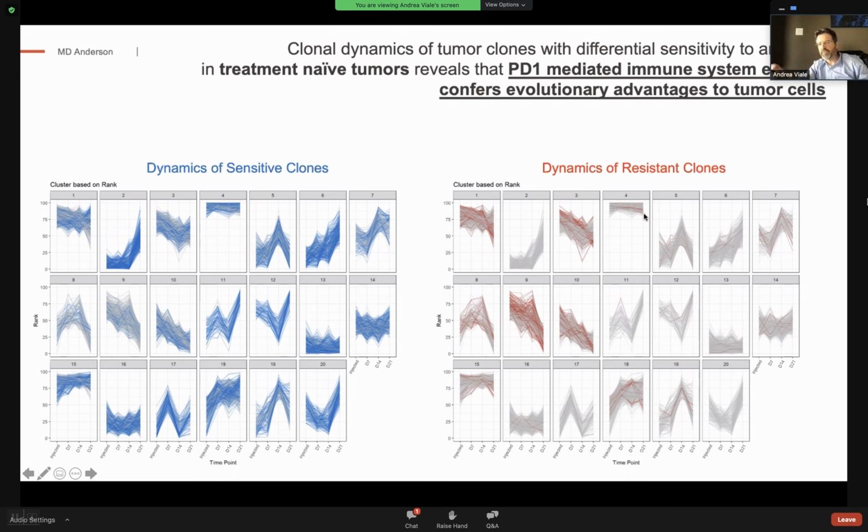On the contrary, the resistant clones have a downward trend. So meaning that they are outcompeted by the sensitive during tumor growth, and they have less fitness. So consider that both the clones, the sensitive and the resistant, are really unmasked to the immune system, right? Because they are able to survive. But again, it looks like the PD-1 mediated immune system evasion confers some evolutionary advantage to these tumor cells, at least in this model.